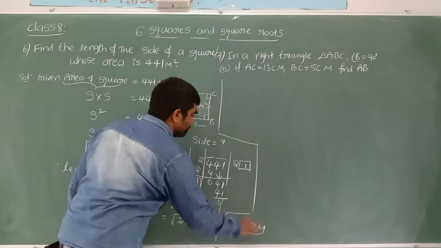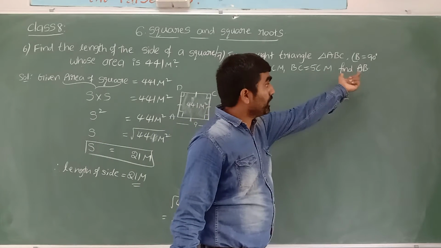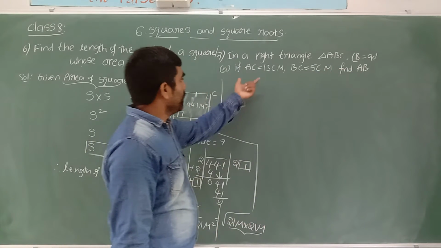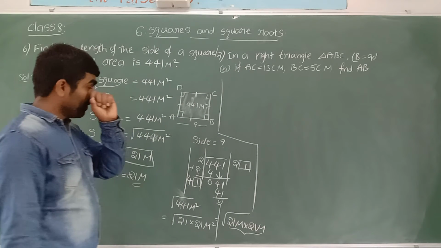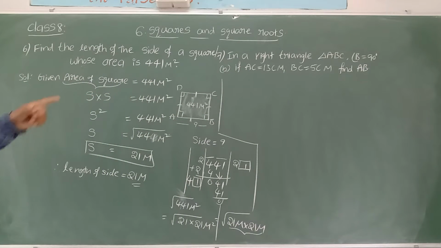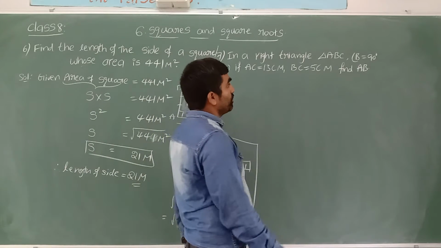We'll go for next. In a right angle triangle, triangle ABC, right angle B, AC 13, BC 5, they are asking find the length of AB. It is the concept of geometry. We have to apply the concept of square root. How we'll see here now.